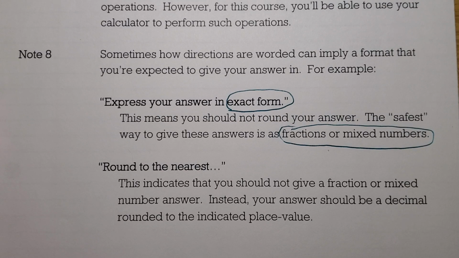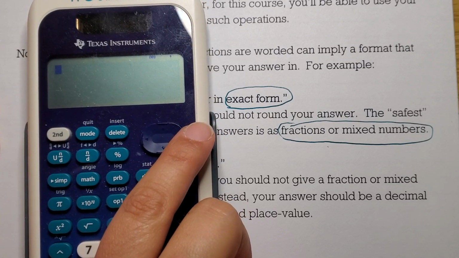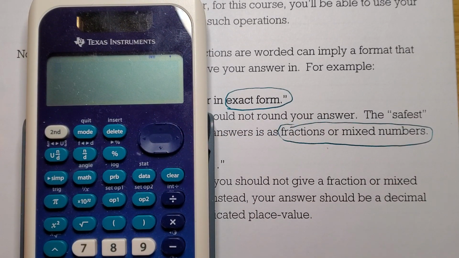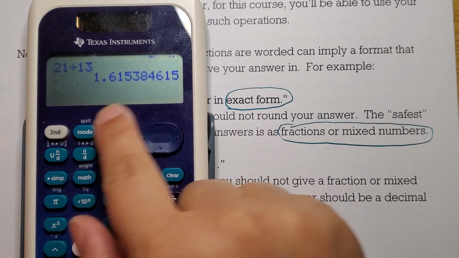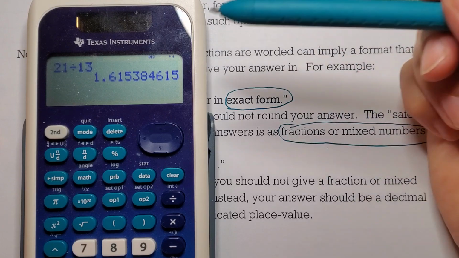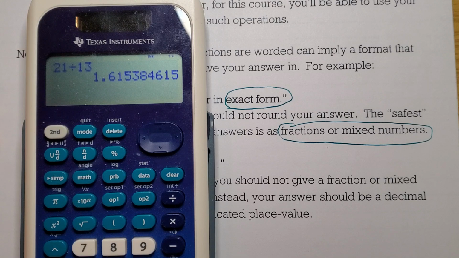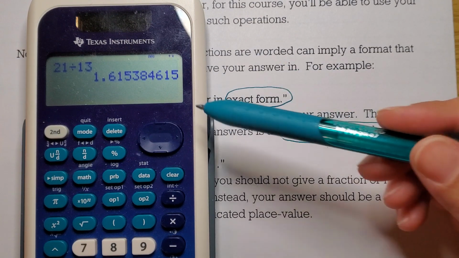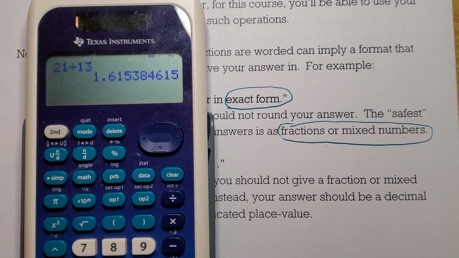So let me show you what I mean by that. Let's say I did a bunch of work and I got, for my final step, 21 divided by 13. In this case, this is not a nice decimal. I notice that it's got some weird elements or might be repeating. I'm not familiar enough with 13ths to know if this is going to repeat the 615 back over here or if it's going to be different. So this is an instance where using a fraction or mixed number would be more likely to give you an exact answer.